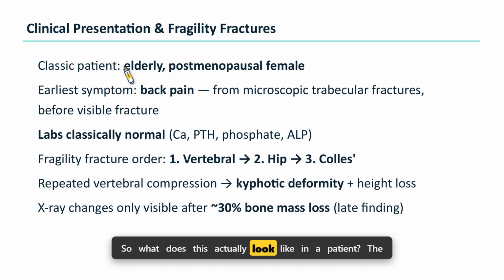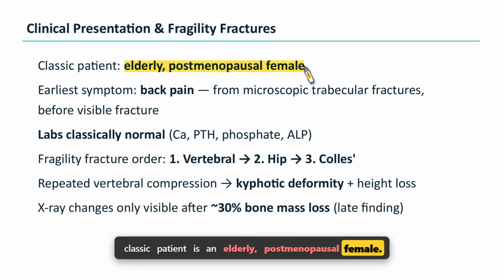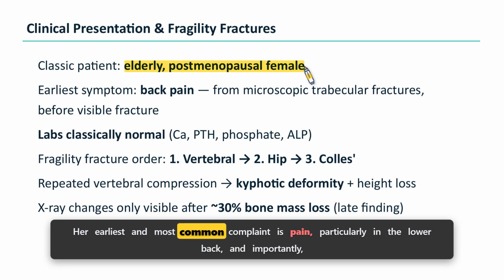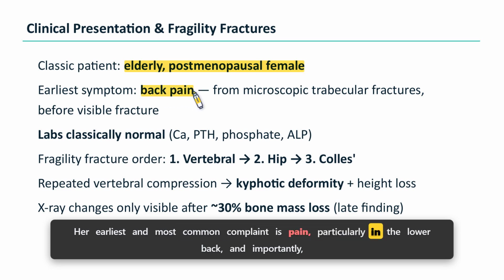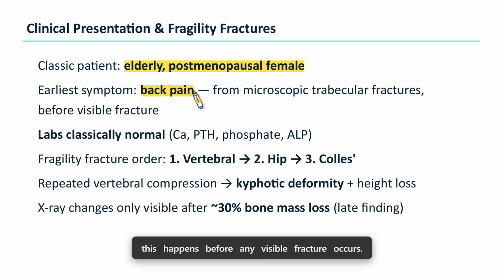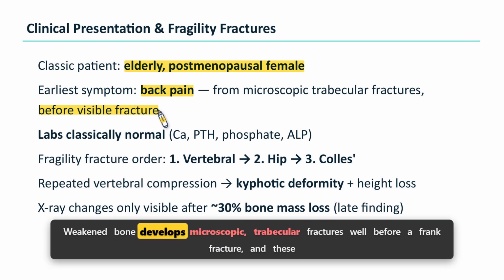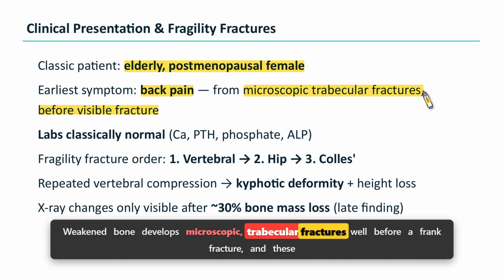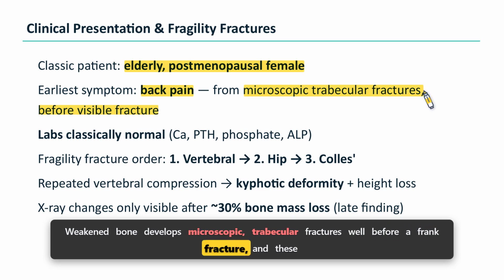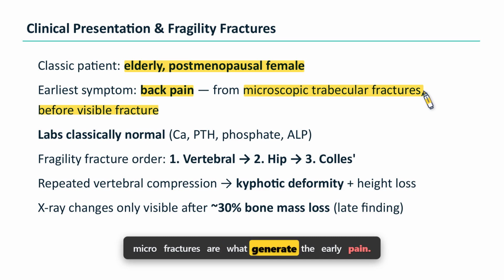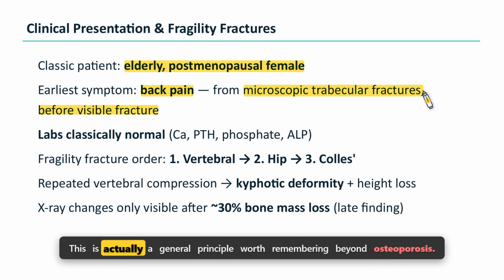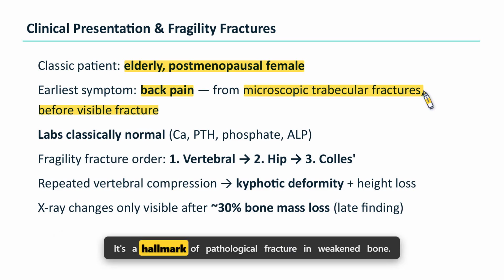So what does this actually look like in a patient? The classic patient is an elderly, postmenopausal female. Her earliest and most common complaint is pain, particularly in the lower back, and importantly, this happens before any visible fracture occurs. Weakened bone develops microscopic, trabecular fractures well before a frank fracture, and these microfractures are what generate the early pain. This is actually a general principle worth remembering beyond osteoporosis. It's a hallmark of pathological fracture in weakened bone.